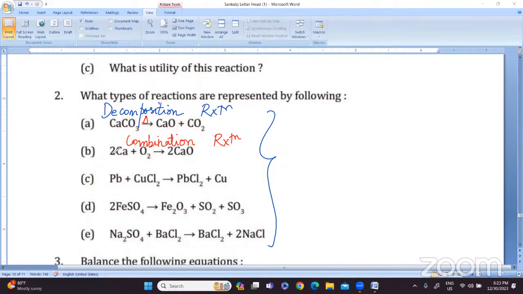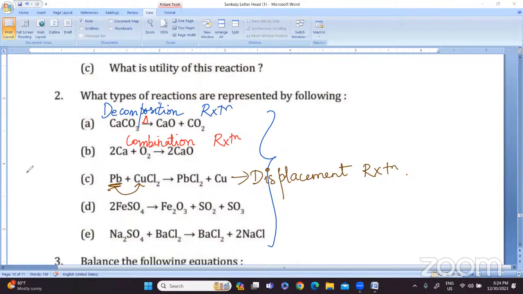Next is Pb plus CuCl2 giving you PbCl2 plus Cu. Students, what is happening here? Your copper is getting displaced by lead, and you get PbCl2. So it is a displacement reaction.